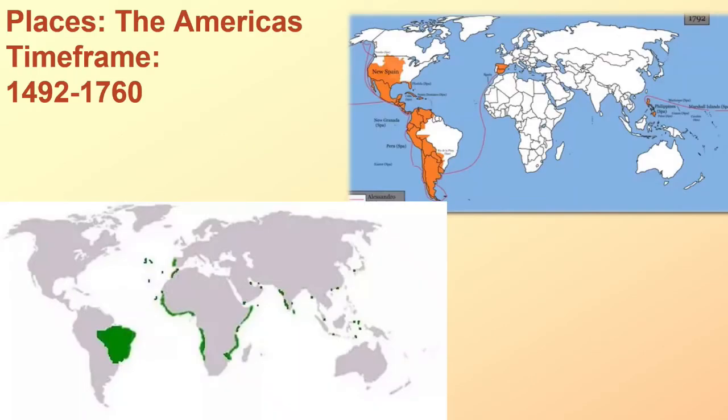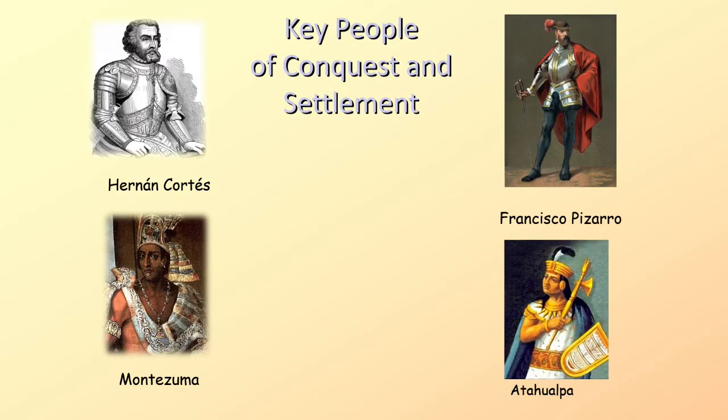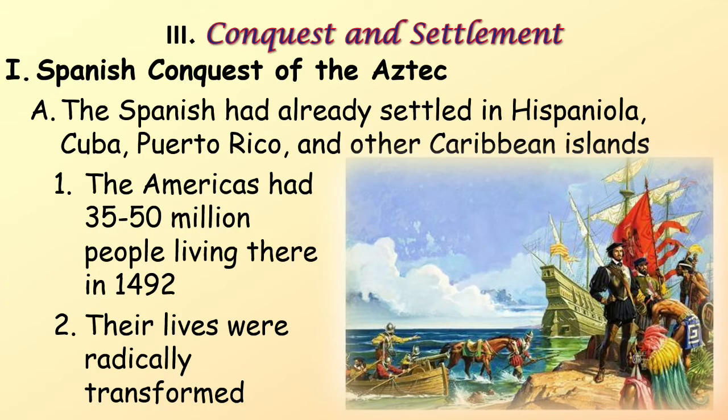Whew. Okay, well, here is our map right there. We've got on the bottom left the Portuguese colonial trade empire, and on the top right we've got the Spanish colonial trade empire. And so we've got several new people: Hernan Cortez, we've got Francisco Pizarro, Montezuma, and Atahualpa. Spanish conquest of the Aztec.